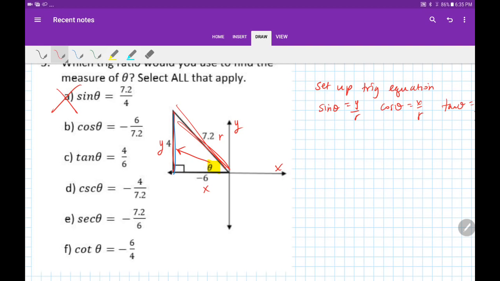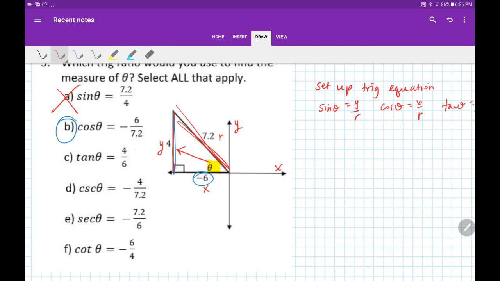Let's check cosine. So cosine theta should be x over r. Well, my x is -6, so we're good. And then my r is 7.2, so we're good. That makes this a proper equation. I would circle it. It says select all that apply. There's more than one. Let's keep going.